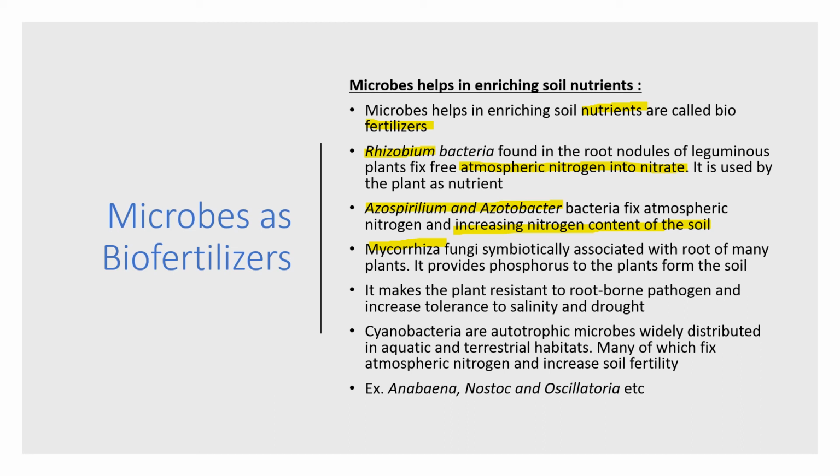Last example, cyanobacteria. Cyanobacteria are autotrophic microbes widely distributed in aquatic and terrestrial habitats, many of which fix atmospheric nitrogen. They help in nitrogen fixation, add organic matter to the soil, and increase soil fertility. Examples: Anabaena, Nostoc, and Oscillatoria, etc.